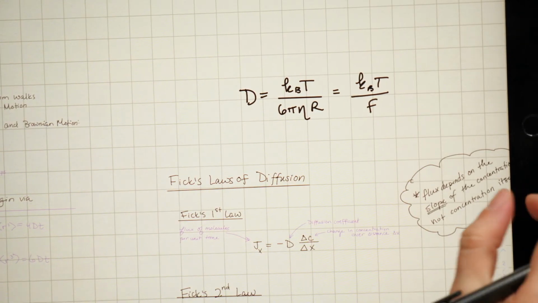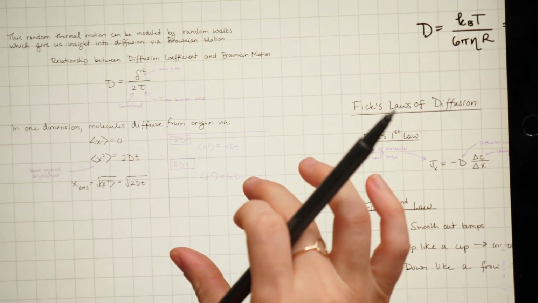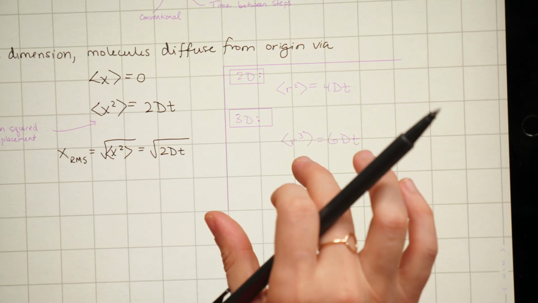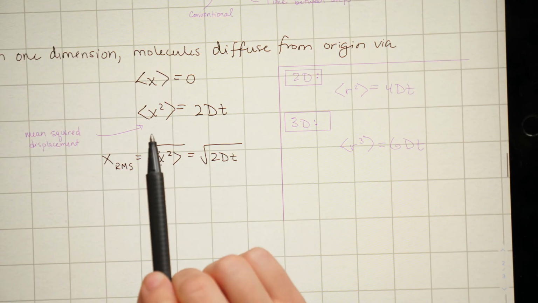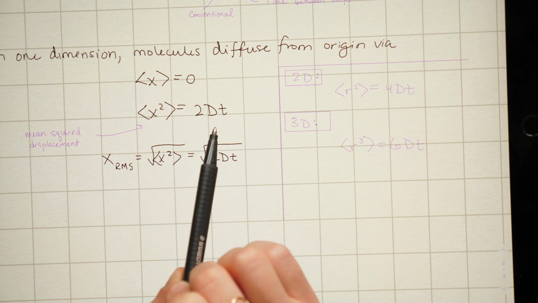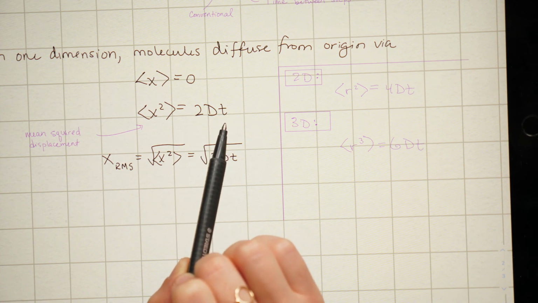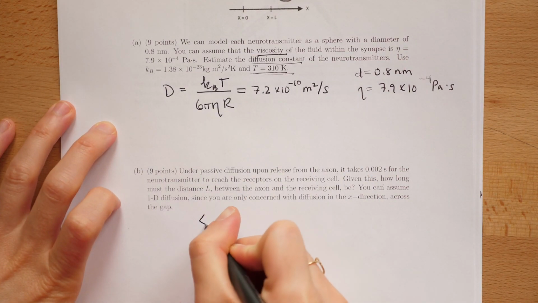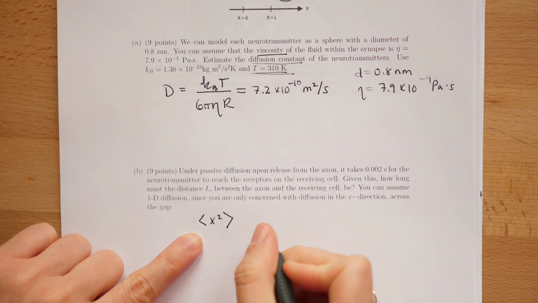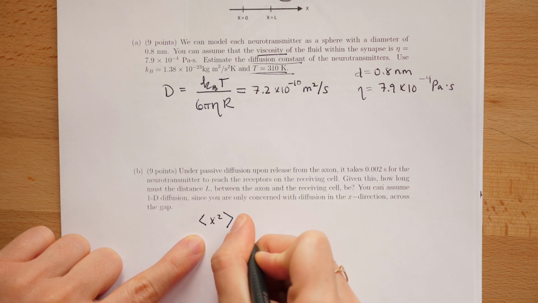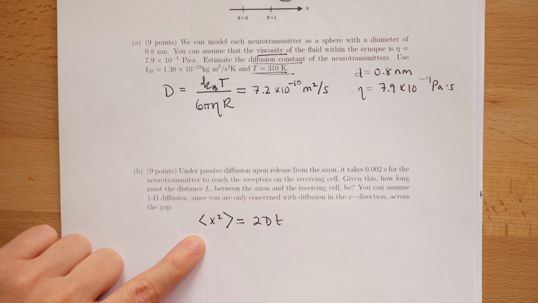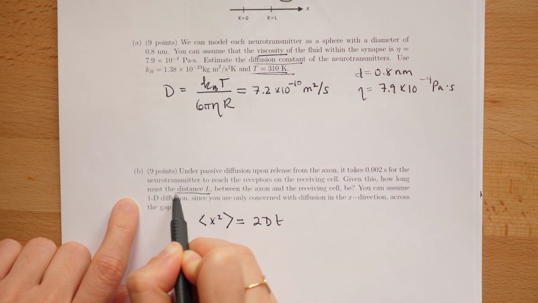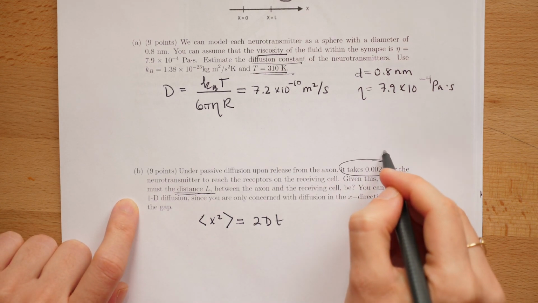If we look at our equations for Brownian motion and diffusion, we see that the mean squared displacement in 1D is 2 times the diffusion constant times the time. The mean squared displacement is 2 times D times t. And we want to know the distance L if this is the time t.